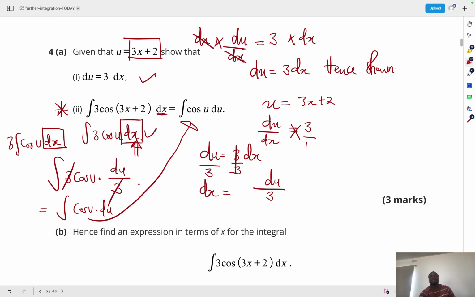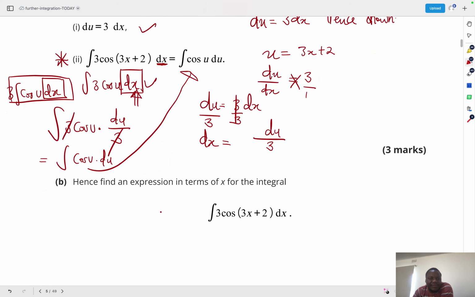Very nice mathematics. This is just the confusion that we needed to sort out. You cannot have an integral of a u function in terms of x. It doesn't make sense. So we have to find a way of killing dx. The way we killed it is to differentiate the u function in terms of x and make dx the subject. Then, where there is dx, we put du over 3 so that we can cancel out the dx.